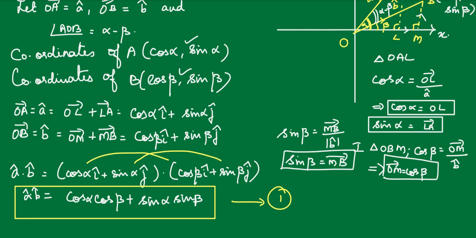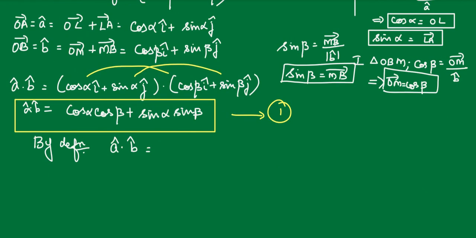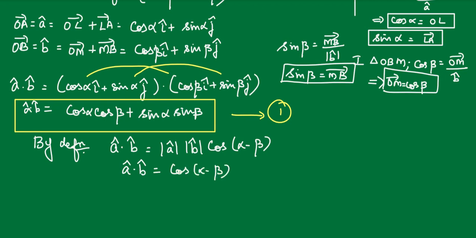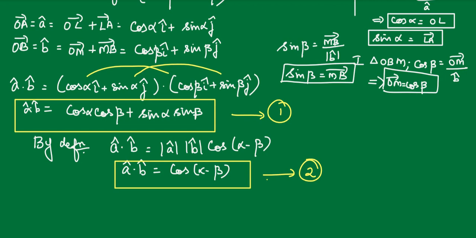By the definition of dot product, A cap dot B cap is equal to modulus of A cap, modulus of B cap, into cos of the angle between both the vectors. So we get A cap dot B cap is equal to cos of alpha minus beta. Now we see from 1 and 2 that LHS is the same. Therefore, we get cos of alpha minus beta is equal to cos alpha cos beta plus sin alpha sin beta.